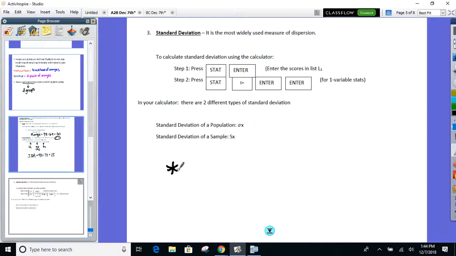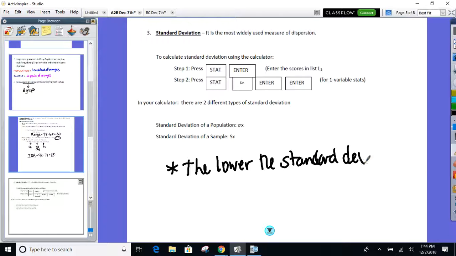This is going to be a number: 25.8, 8.6, 7.2. This is going to be a number, the standard deviation. The lower that number, the lower the standard deviation, the more consistent the scores. This is as much writing as you're going to have to do today.